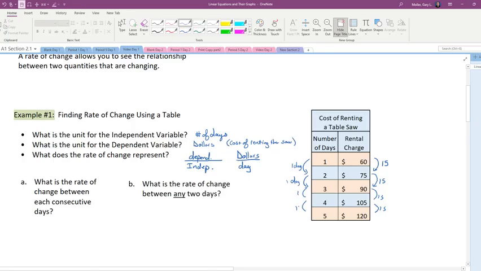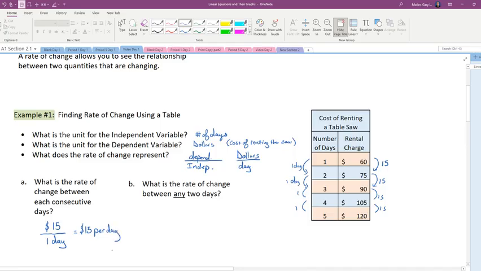So what is the rate of change between each consecutive days? We would say $15 is the dependent change. One day is the independent change. And so I probably would call that $15 per day.